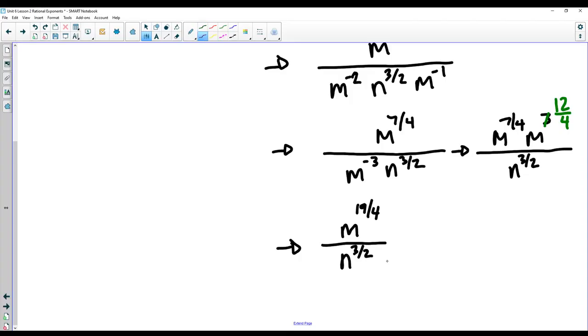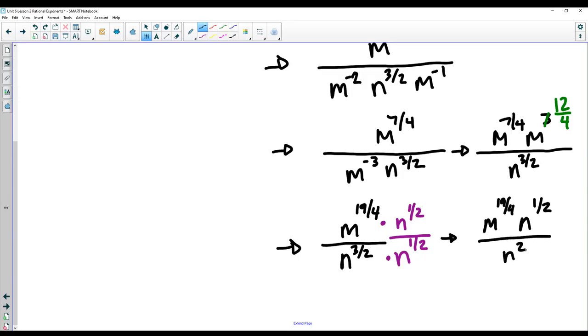So how do we fix it? The way to fix it is to think about this fraction and what you have to add to it to get to the next whole number. Right now this is 3 halves. If I add 1 half to that, that's going to get me 4 halves, which is 2. So in order to add 1 half to 3 halves, we need to multiply by n to the 1 half. But in math, in order for us to stay balanced, what we do to the bottom, we have to do to the top. So the final answer for this one is m to the 19/4 times n to the 1 half, all over n squared.